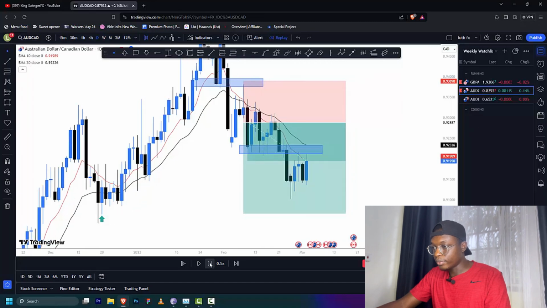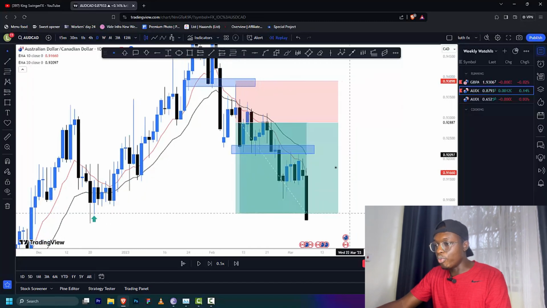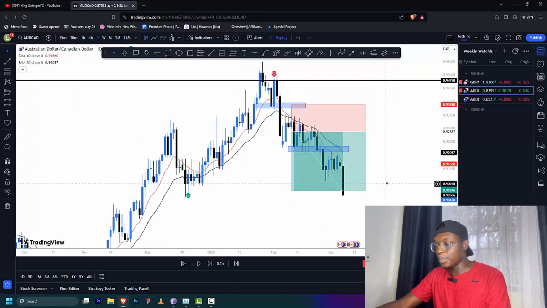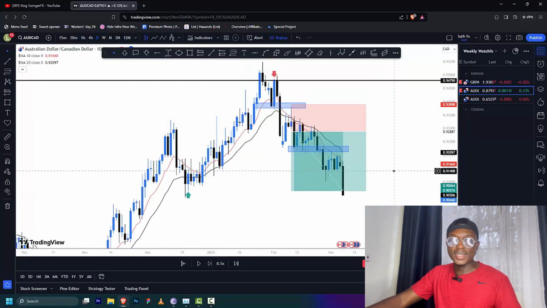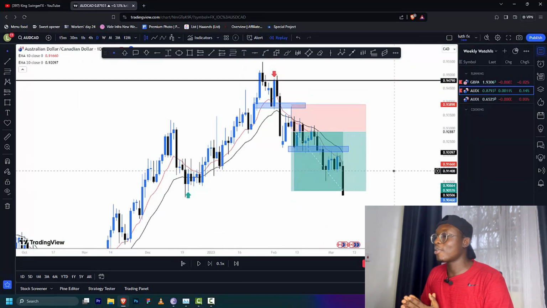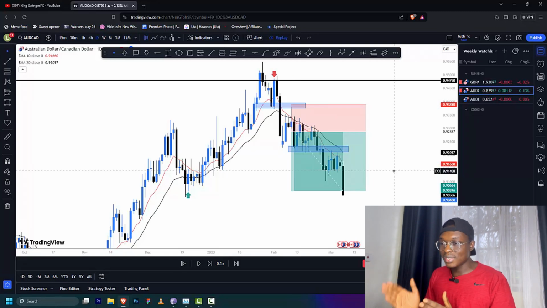Then what happened again? It tested that and going boom. TP smashed, right? TP what? Smashed. This is a very beautiful pattern. Like I said, it keeps on repeating itself over and over again, guys. If you're able to master the chart patterns, I can guarantee you you're going to find consistent profit, right?